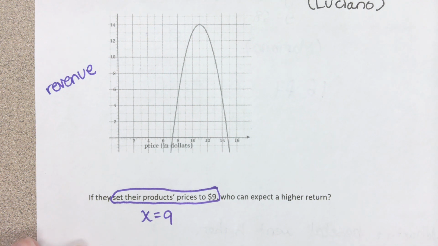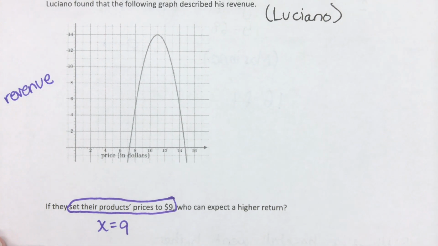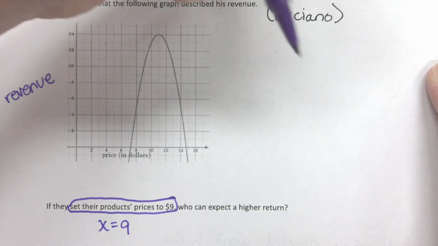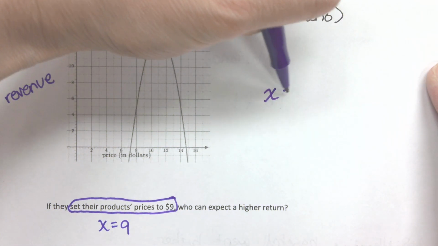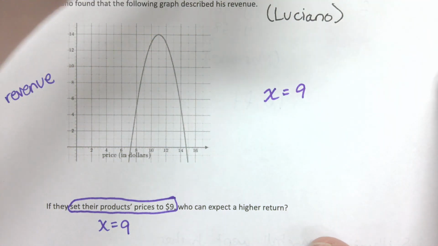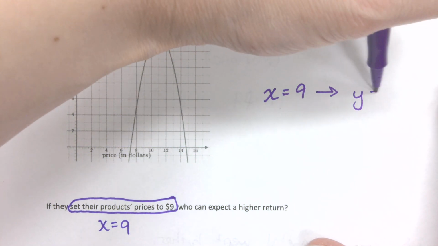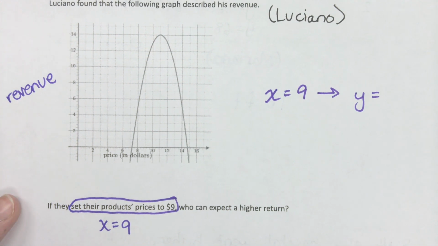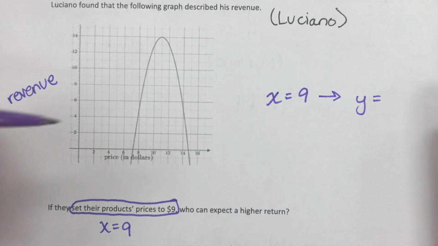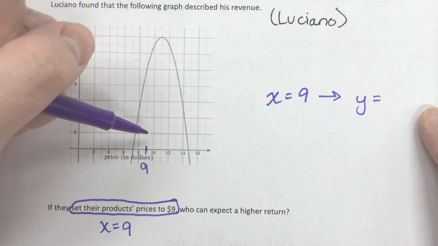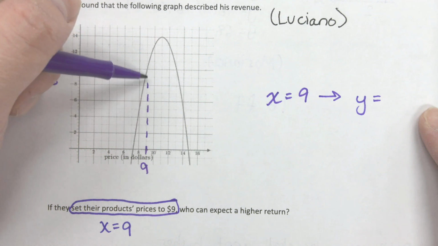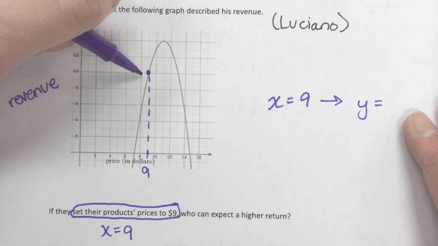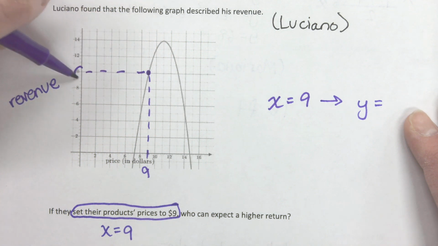Luciano. Hang on. Am I right? Yes, but let me walk through the calculations. So looking at the graph, if X is 9, what is Y? 10. You find 9 on the graph, find where it meets the line, and our point is where Y is 10.